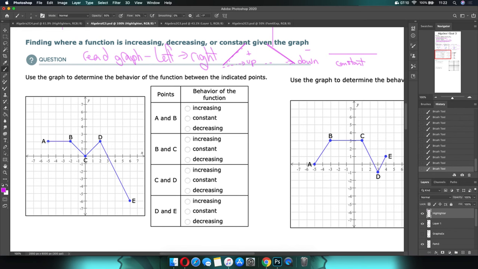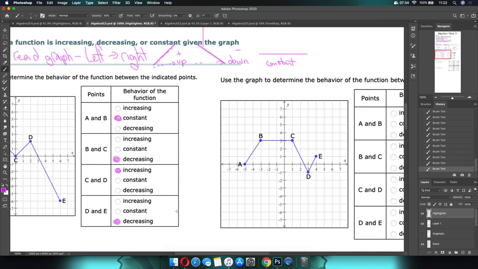So when we're looking at this from A to B, it's flat, which means it's constant. From B to C, I read from left to right, which means I'm going down, which means I am decreasing. From C to D, I changed gears. I go back up, which means I'm increasing. And then D is decreasing. This, for a DSA topic, most kids have told me, oh, miss, I know this.